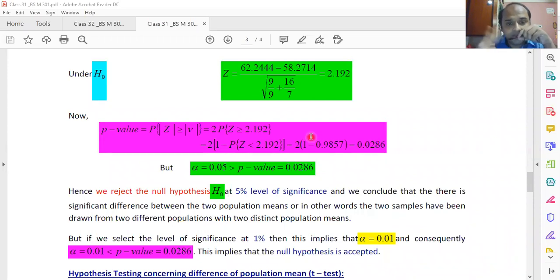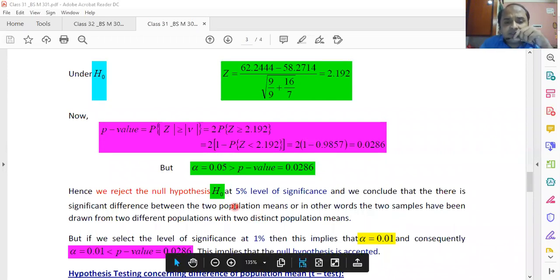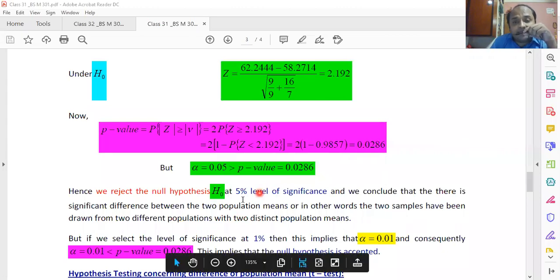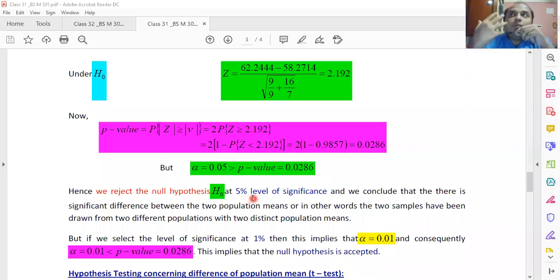Point number two, you can ask me, if at 1% level of significance the null hypothesis is accepted, why are you showing this particular result at 5% level of significance at all? We always in life want acceptance. We actually are very much afraid of rejection. So we don't want to reject things. We want to accept things.